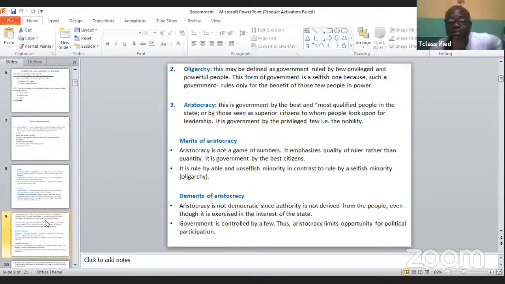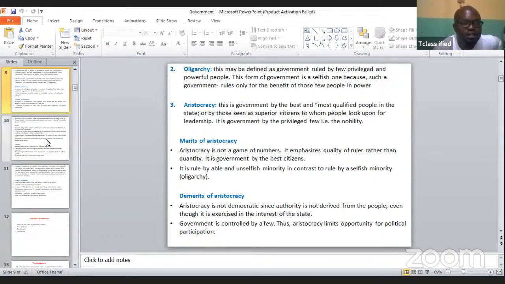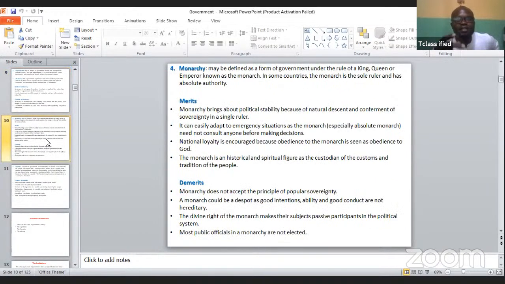Then what are the demerits or disadvantages of aristocracy? It is not democratic, since authority is not derived from the people, even though it is exercised in the interest of the state. And government is controlled by few. Thus, aristocracy limits opportunity for political participation. Okay, so let's continue. Now, we have another form of government known as monarchy.